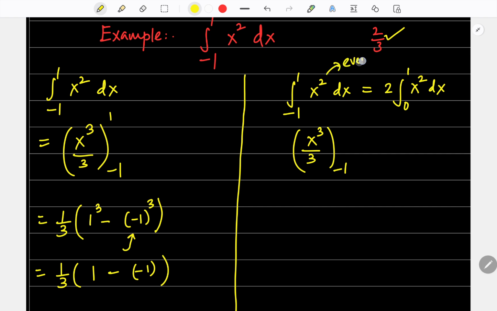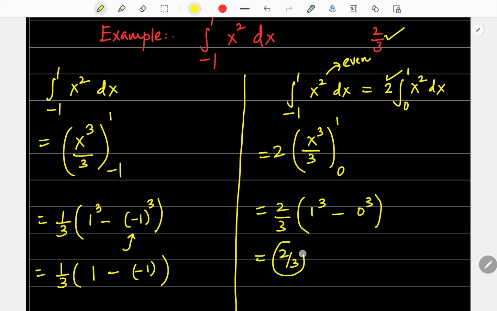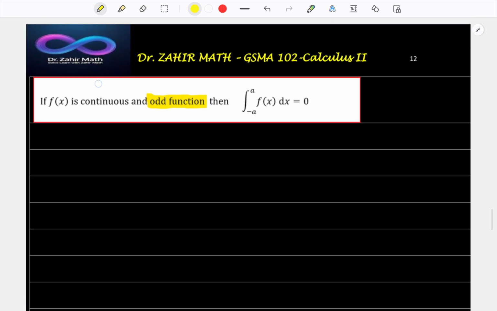Because why? It's an even function. So my lower limit will be 0 and the upper limit will be 1. So this equals, there is a 2 outside also. So 2 by 3 will come out. Upper limit is 1 cube minus lower limit 0 cube. So it's going to become 2 by 3. Very easily you got it. So this is also easy, this is also easy. But when it comes to a big integration, if you apply the property, you will get the answer easily. Let's go with the next property.